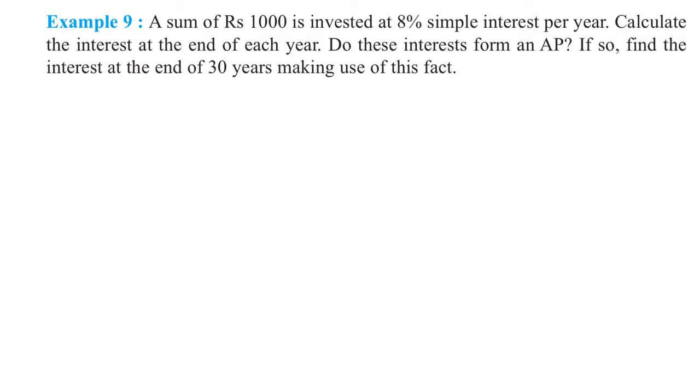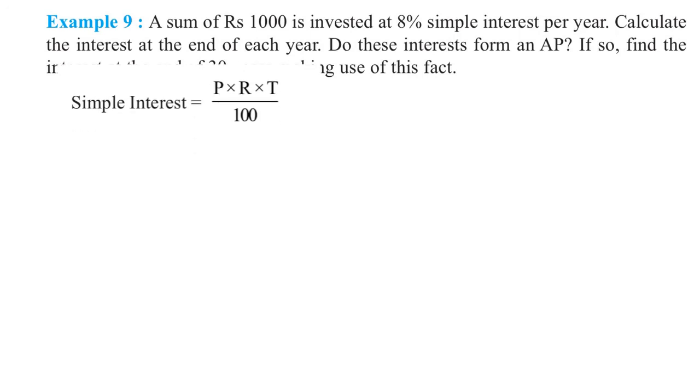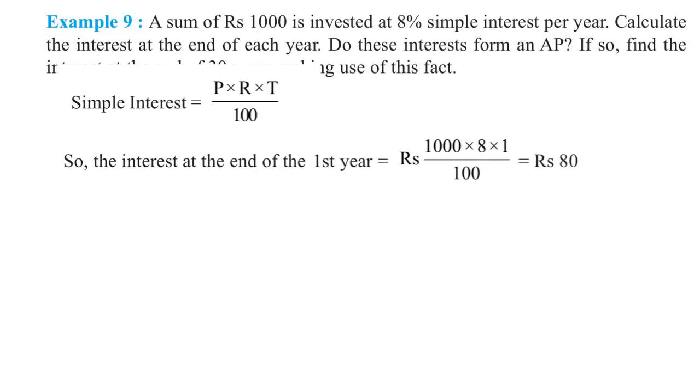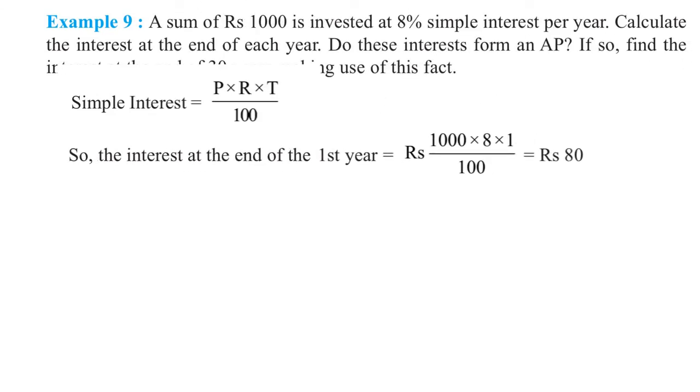First of all, what is the formula to find the simple interest? We know that it's principal times rate of interest times time over 100. We have studied this in our lower grades. So the interest at the end of the first year is going to be how much? 1000 times 8 times 1, because this is the first year, divided by 100. That's going to give you 80.